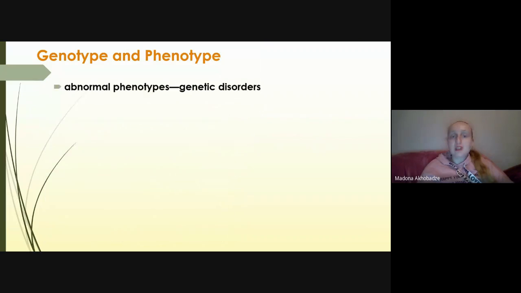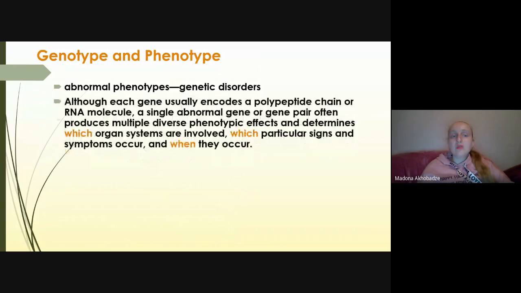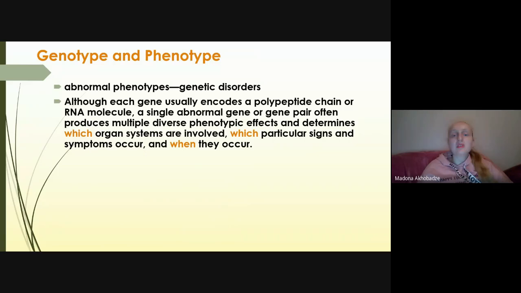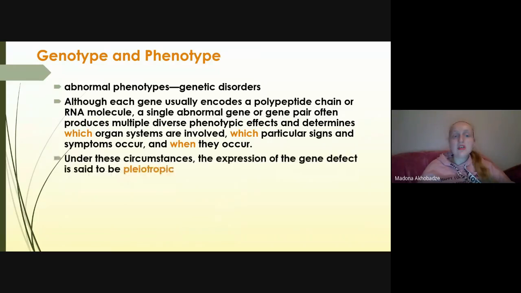Abnormal phenotypes are called genetic disorders, caused by genetic changes. Also, one gene usually encodes a polypeptide chain or an RNA molecule. A single abnormal gene or gene pair often produces multiple diverse phenotypic effects, and this is called pleiotropy. Pleio means many, like poly. So pleiotropy means that the expression of the gene can be variable.